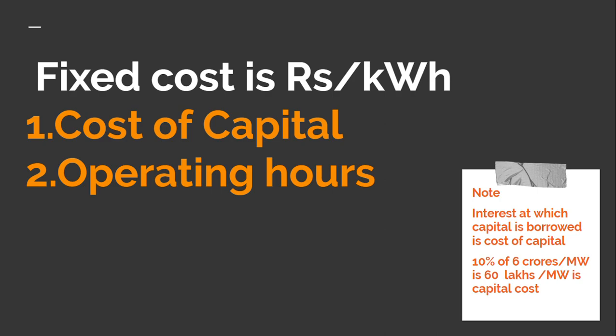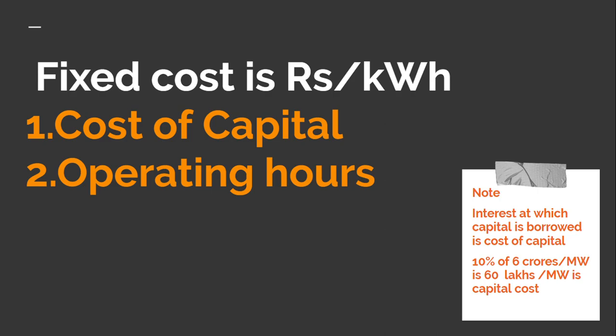Somewhere means what? For example, if a government is making investment, it might take a loan from World Bank, okay, or it might take a loan from some international bank, or it might have its own resources also, whatever, but that would have a certain rate of interest, right? So let us say that the rate of interest is 10%. So 10% of 6 crores per megawatt is 60 lakhs per megawatt. So the fixed cost is 60 lakhs per megawatt, assuming a rate of interest of 10%, and the capital cost is 6 crores. So you need to be very careful in differentiating between these two.